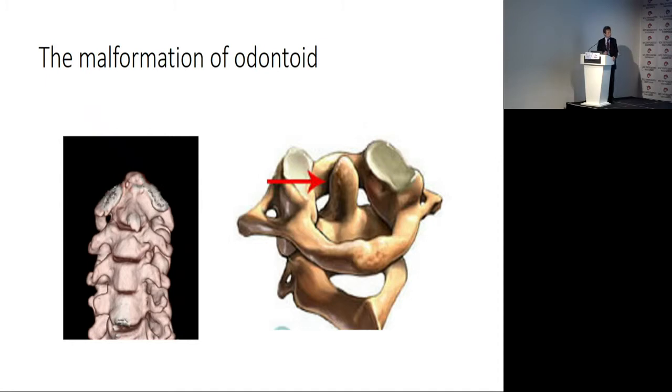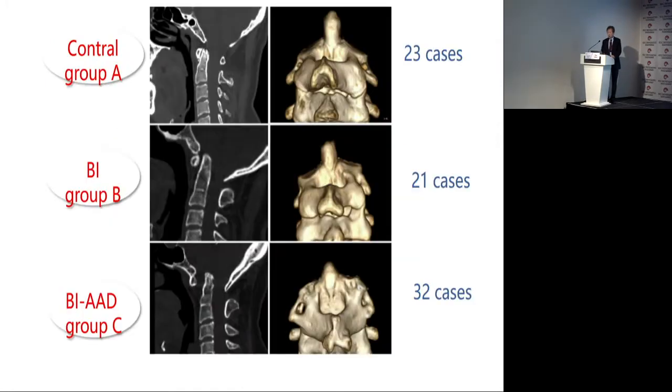We all know that the central part between C1 and C2 is very important to keep the stability between C1 and C2 in the sagittal plane. If the odontoid deformed, even disappeared, of course it will become unstable and even dislocate. But really, is it? So I collected some images from normal controls, some basilar invagination patients, and some basilar invagination patients accompanied with Atlanto-Axial dislocation.